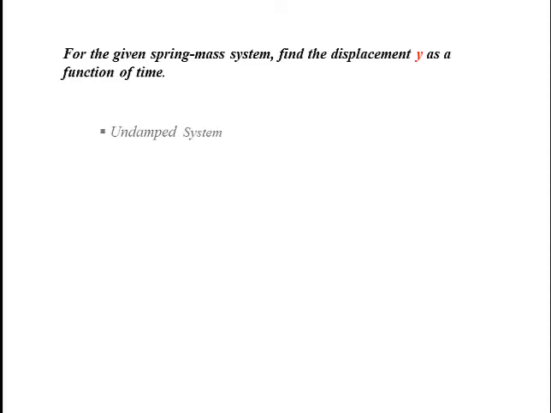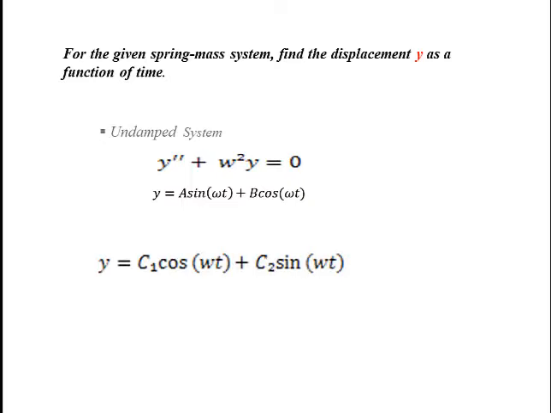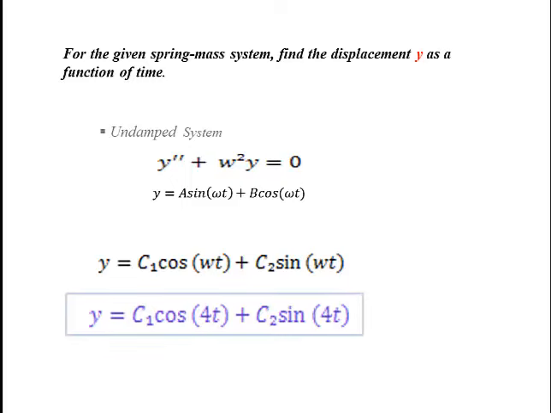For an undamped system, we know that the complementary solution is equal to y equals a sine omega t plus b cosine omega t. By solving that, we get our complementary solution y equals c1 cosine 4t plus c2 sine 4t, and that will be our equation 2.